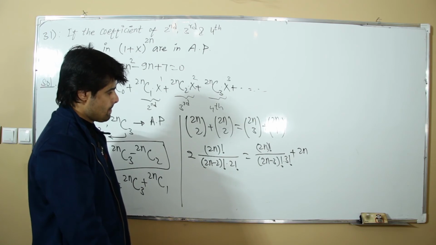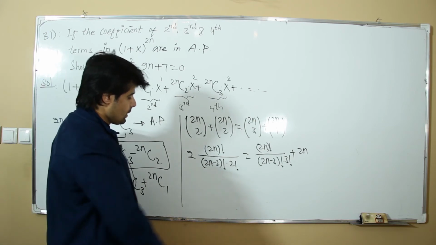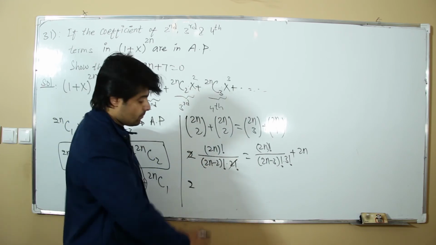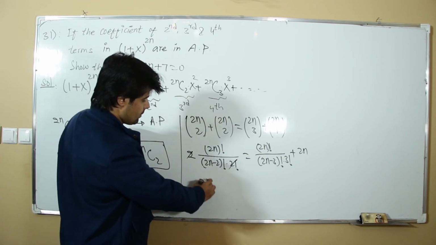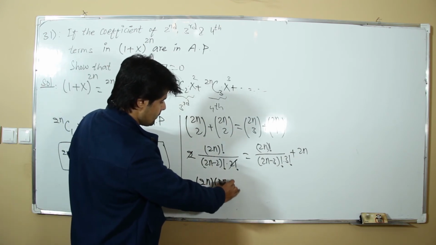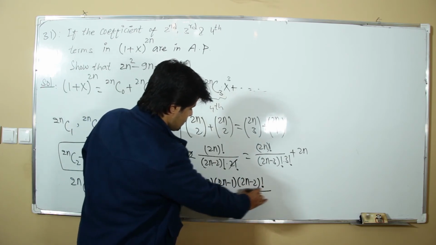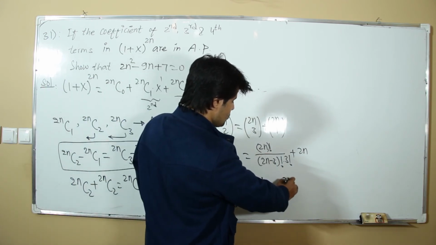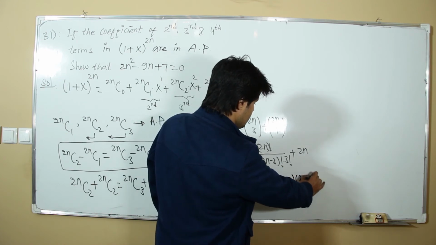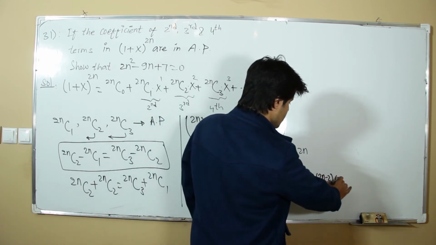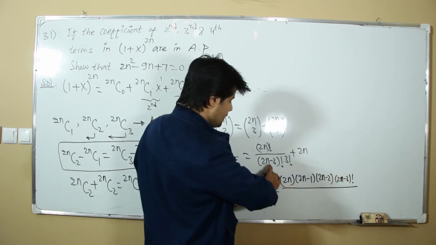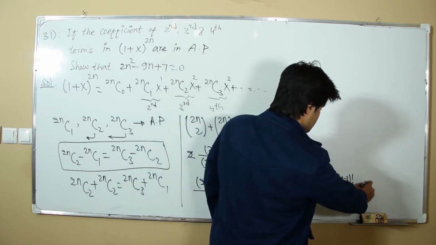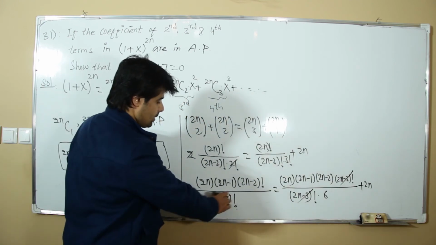Now what do we have to do? This 2 with this 2 factorial is cancelled. 2 factorial means 2, and we have 2n minus 1, 2n minus 2 factorial divided by 2n minus 2 factorial is equal to this one, 2n minus 1, 2n minus 2, 2n minus 3 factorial divided by 2n minus 3 factorial, and 3 factorial means 6, plus 2n. This is cancelled, and here it's cancelled.